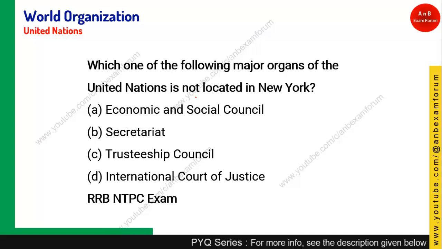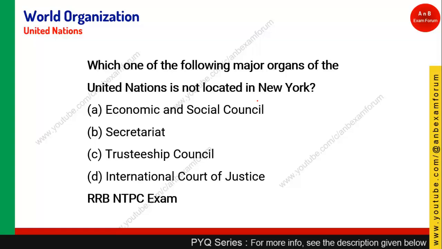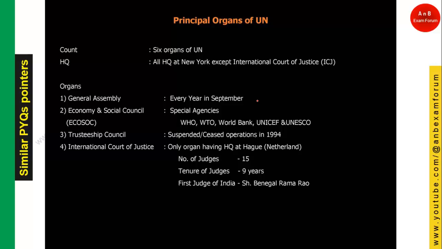Coming to the next question. Which of the following major organs of United Nations is not located in New York? This question was asked in RRB NTPC, and before answering it, let's see the major organs of United Nations. There are 6 principal organs of United Nations. Organ means they are going to do certain work. The very important point is that these organs are located in New York except the International Court of Justice, ICJ.